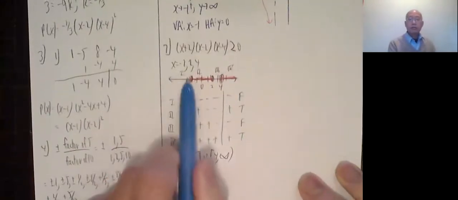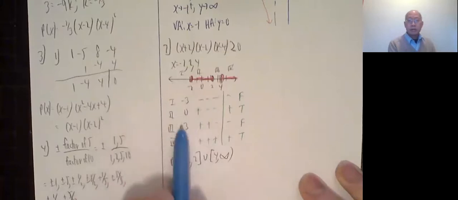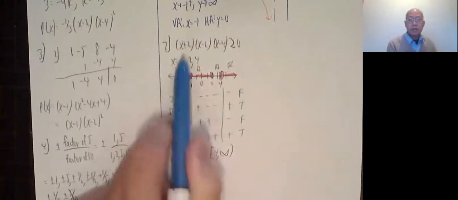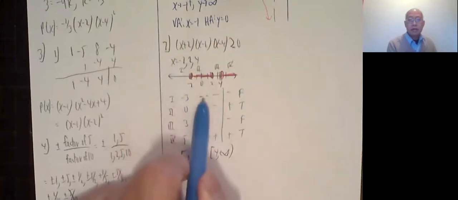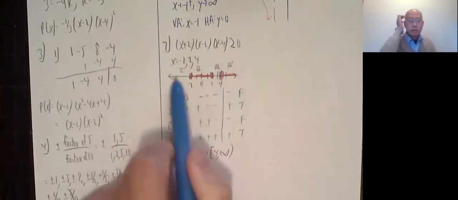Okay, region 1, 2, 3, 4. So over here I put -3, 0, 3, and 5. We plug in -3: -3 plus 2 is a negative, -3 minus 2 is a negative, -3 minus 4 is a negative. 3 negatives makes a negative. Is a negative greater than or equal to 0? No, that's false. Do not shade that in.